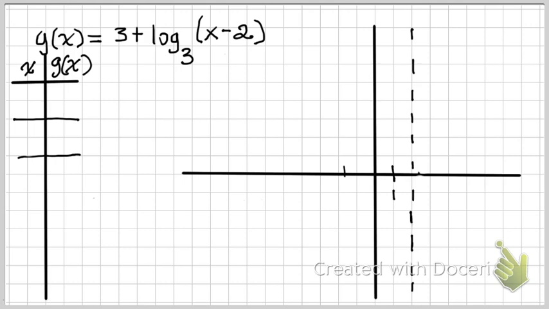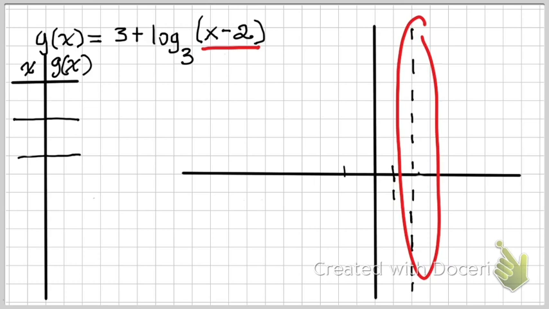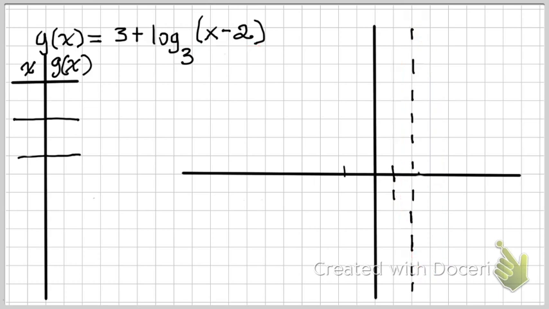First of all, just notice that I still have x minus 2, so that's still an asymptote at x equals 2. Now it's just the convenient points that have changed. Can you guess what the first one is going to be? How about x equals 3? So that would be g of 3 is equal to 3 plus log base 3 of 1. That was the same convenient point we had before, right? We used a 3 when we had base 2 as well.